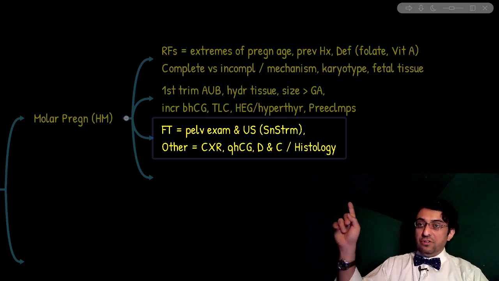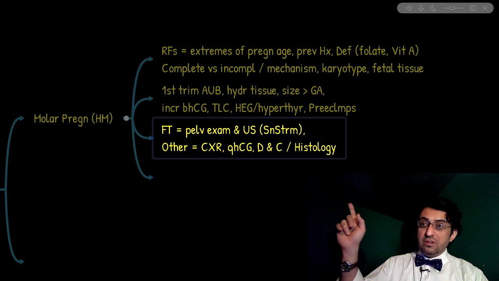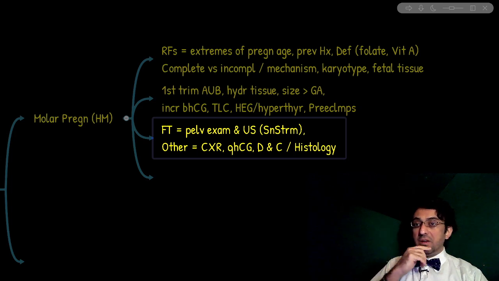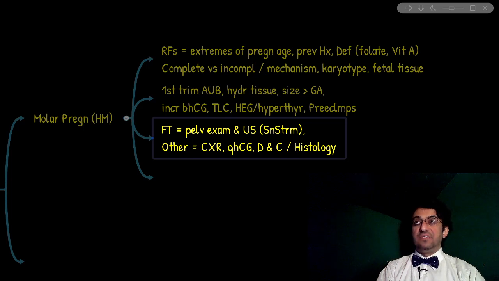Okay, after the initial workup with pelvic exam and ultrasound, what are the other assessment and workup tests to be performed in molar pregnancy? Chest x-ray, because of the possibility of what? The possibility of lung metastasis in the case of gestational trophoblastic neoplasias. Assessment of quantitative serial HCG, as well as D&C, dilatation and curettage, for both gross and histologic assessment.